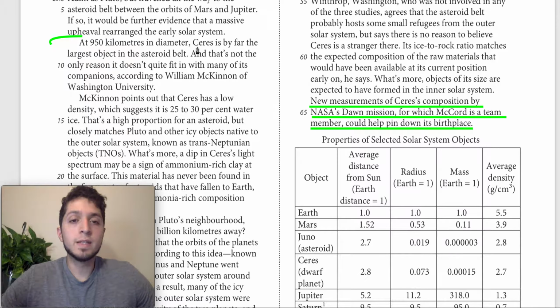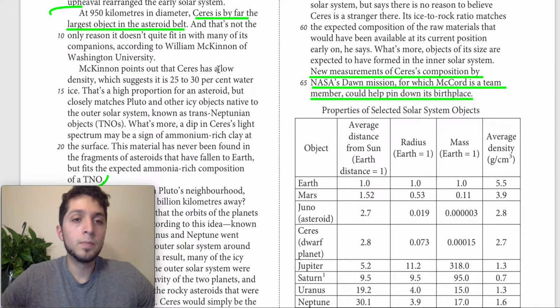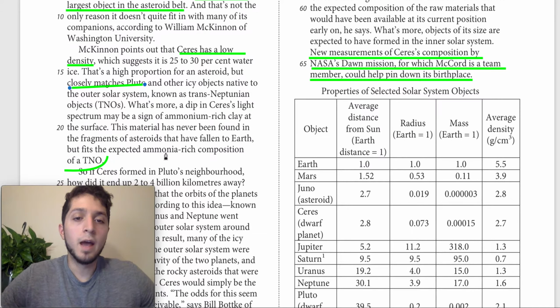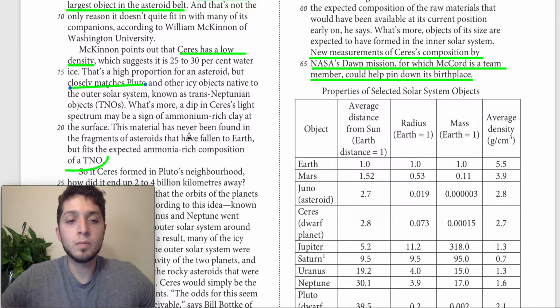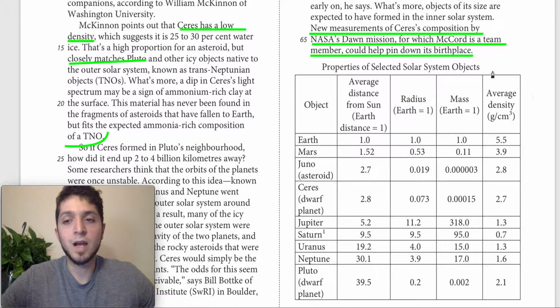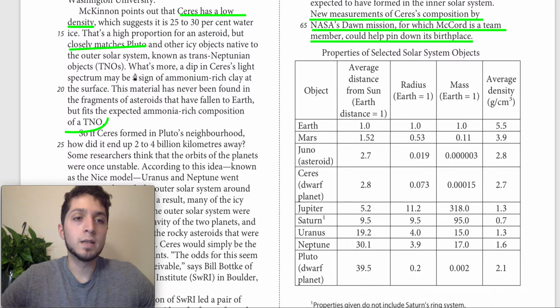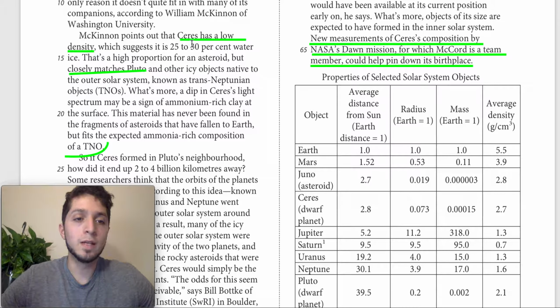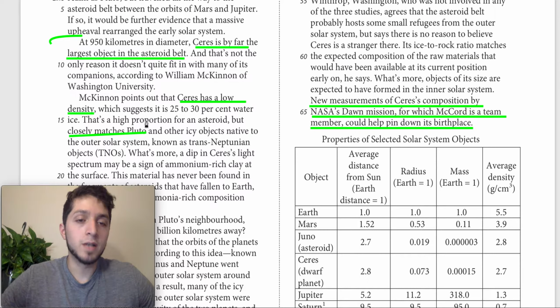So first thing we see is that Ceres is by far the largest object in the asteroid belt. Okay, that's pretty good. He also points out that Ceres has a low density. That's pretty interesting. He says that's a high proportion for an asteroid, but closely matches Pluto and other icy objects. He talks about a dip in Ceres' light spectrum, because of ammonium-rich clay. This could work, however, we notice that nothing about the surface composition, ammonia-rich clay, or light spectrum is reflected here. So for that reason, we can only really look at low density, matching Pluto, and being the largest object in the asteroid belt.